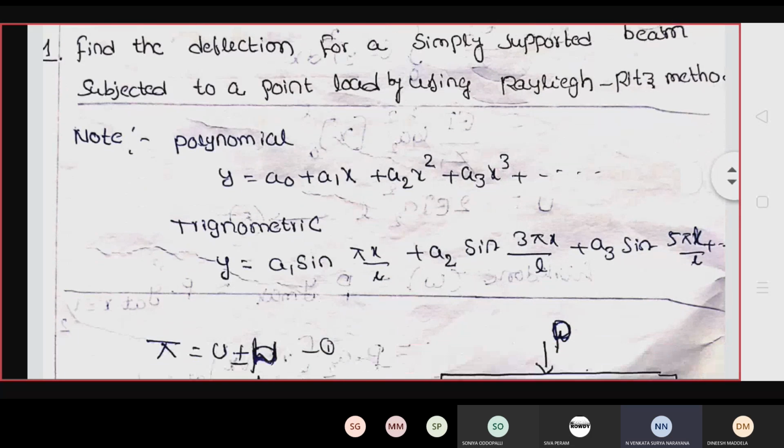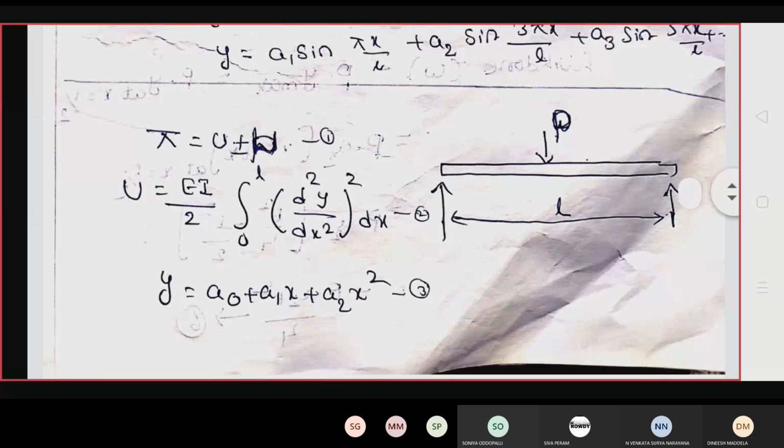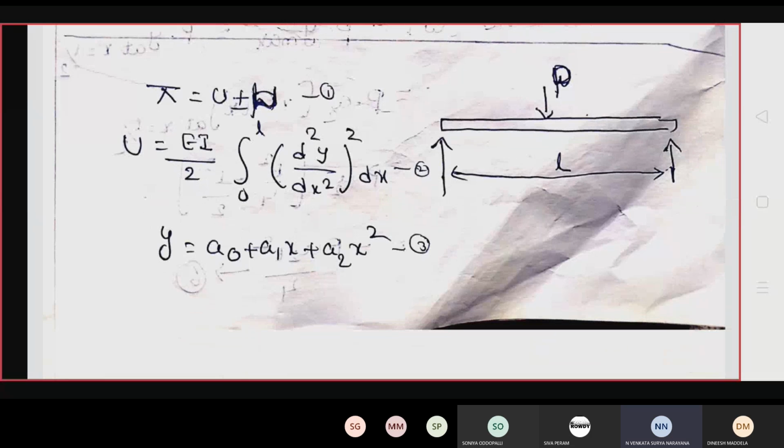For finding the U value, I'm using the equation EI by 2 integral 0 to L of (d square y by dx square) whole square dx. This expression is similar for all beams, whether simply supported or cantilever, etc. Next, I'm applying the polynomial series: y is equal to a0 plus a1x plus a2x square plus a3x cube.